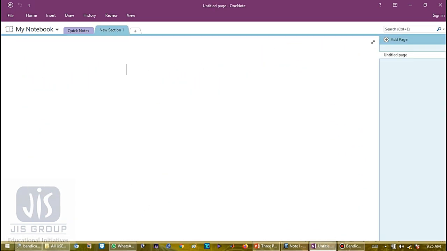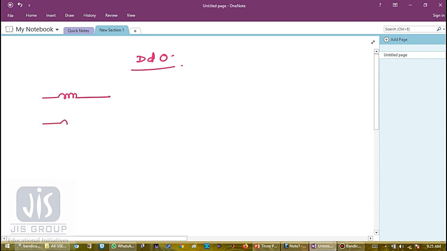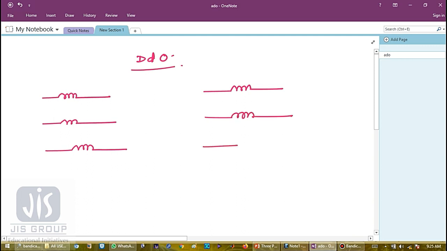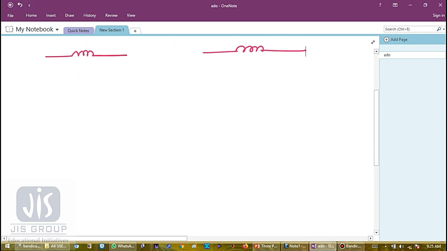Similarly, suppose we want to draw Dd0. First the winding connection diagram. Let me quickly draw the three windings first. So this is also for the low voltage side. Now I have drawn the low voltage side. Okay, so now what will I do? I will draw the phasor diagram first.